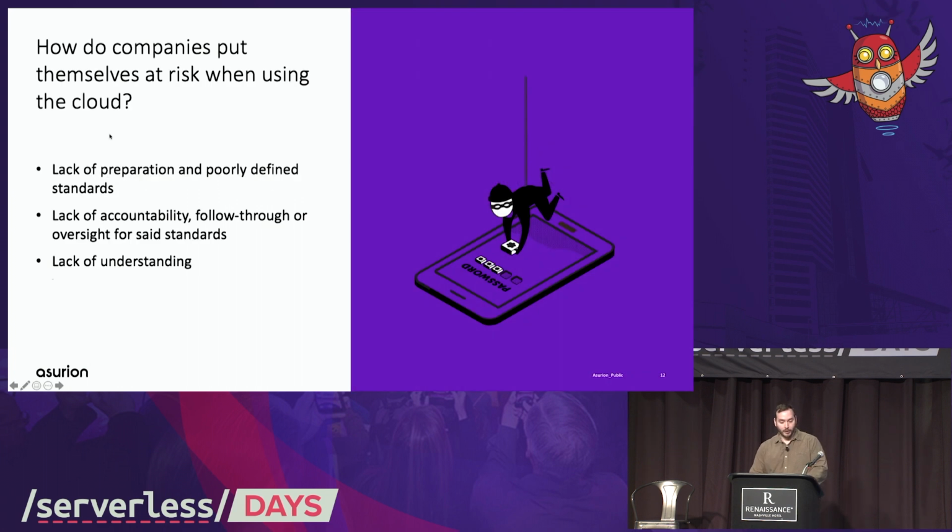All right, so we want to solve this problem, but first we need to understand a little bit about how companies go wrong here, because there are some behaviors that we just can't fall into. I'm going to step through these briefly, and then I'll talk about how we've addressed each one of these at Asurion.